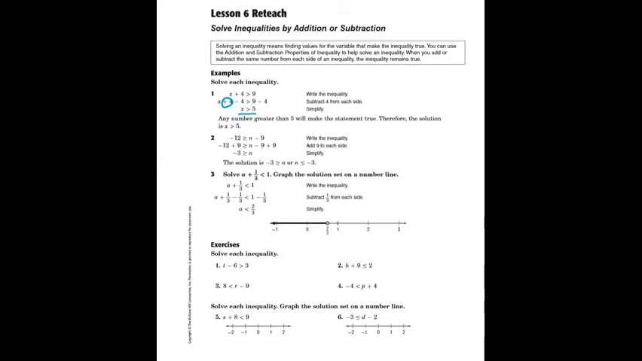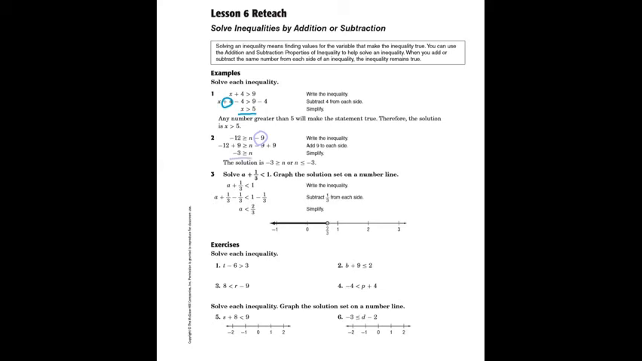Let's look at number 2. Negative 12 is greater than or equal to n minus 9. Circle the part you're changing, circle minus 9. The opposite of minus 9 is plus 9. Add negative 12 plus 9, and you will get negative 3. Bring down your variable n, and instead of an equal sign in the middle, we're going to put the greater than or equal to symbol. So the solution is negative 3 is greater than or equal to n.